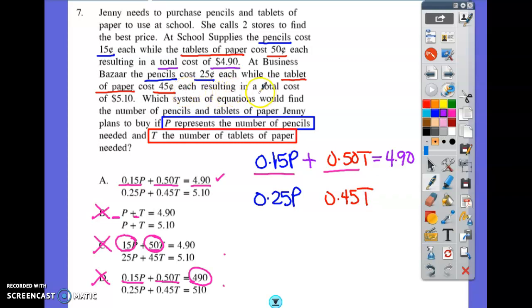And it has to have the T because that's how much the tablets of paper cost. Each resulting in a total, so we're adding them, of $5.10. Okay, so just to make sure, 0.25P, 0.45T equals 5.10. That's correct. The answer is A. Make sure that you are paying attention to which letter represents what thing. Okay, just like here.